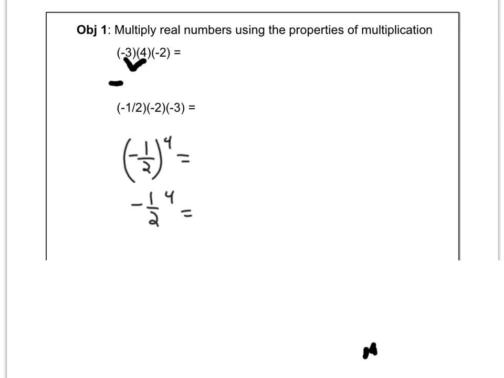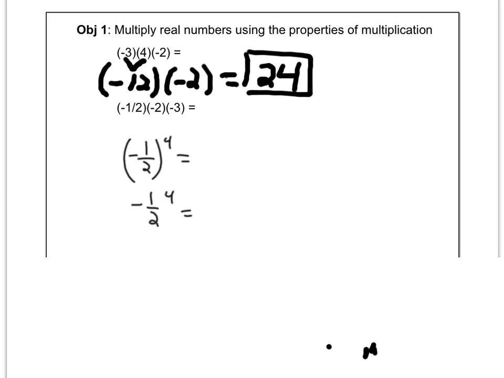Negative 3 times 4 is negative 12. And negative 12 times negative 2 equals, well, 12 times 2 is 24. And a negative times a negative is a positive. Remember, when you got numbers that are separated by just parentheses, that's the same as multiplying. Alright, let's do another example.